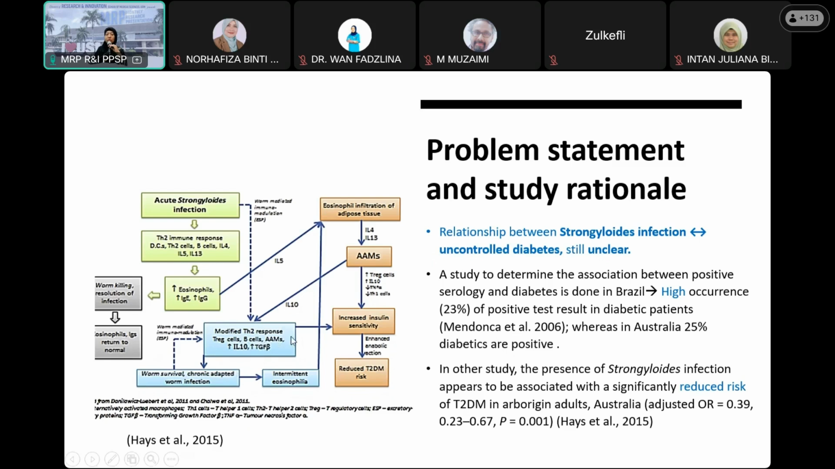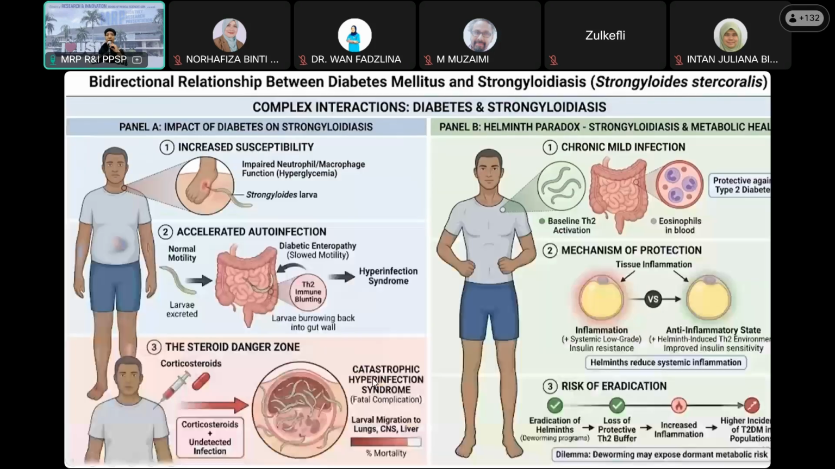Th2 response of the body will increase the insulin sensitivity. So when the insulin sensitivity is increased, the risk of getting diabetes will be low. Having said that, the bidirectional relationship between Strongyloides and diabetic patients is presented in this table. What I have said to you just now is illustrated in panel B.